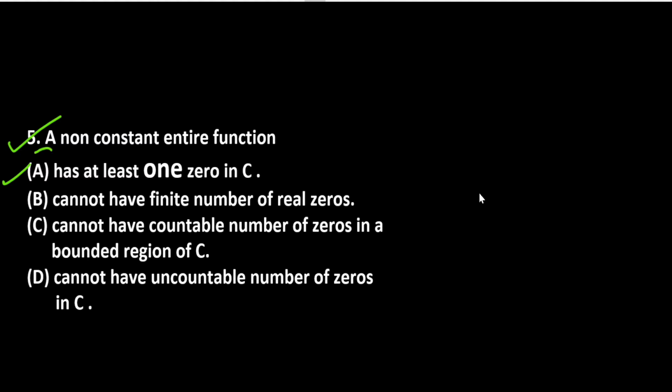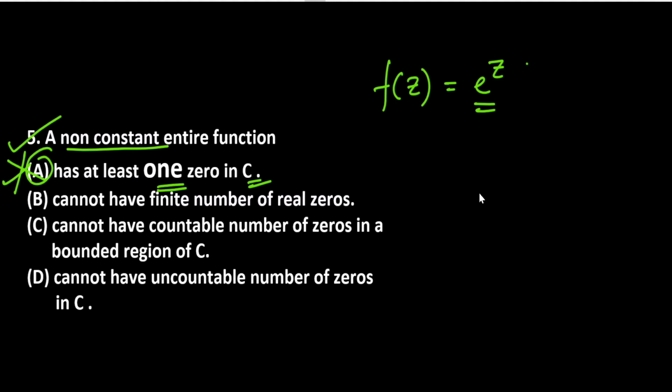Option A says that f has at least one zero in C, and f is a non-constant entire function. I take f(z) as exponential z, that is e to the power z. We know that this is a non-constant entire function, but this function has no zeros in C. Therefore, option A is wrong here.